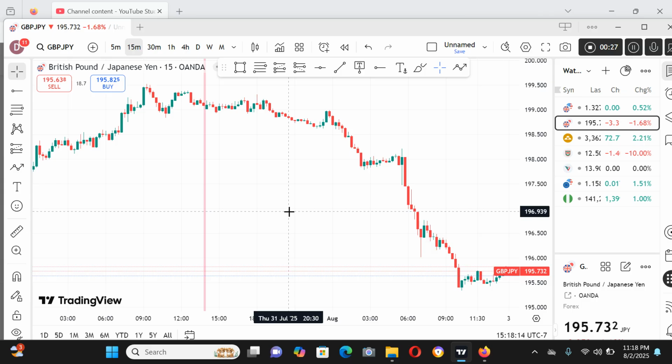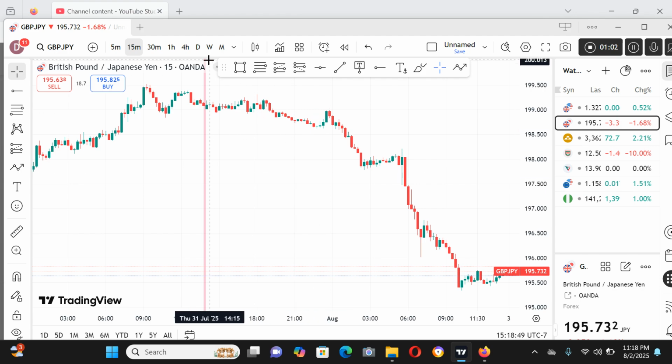ACC. A stands for aggressive move, the first C stands for correctional move, and the second C stands for continuation move. So all we will be interested in is to trade the continuation move. We are interested in placing our trade strategically at that continuation move. That's how simple this strategy is.